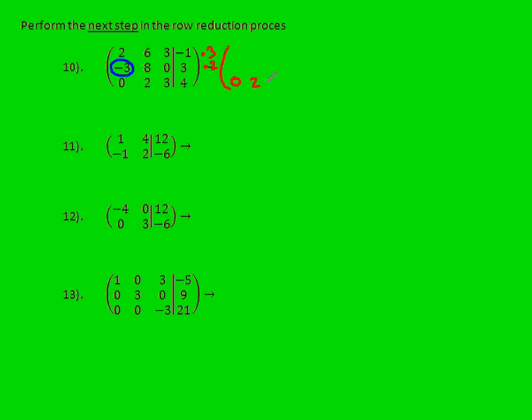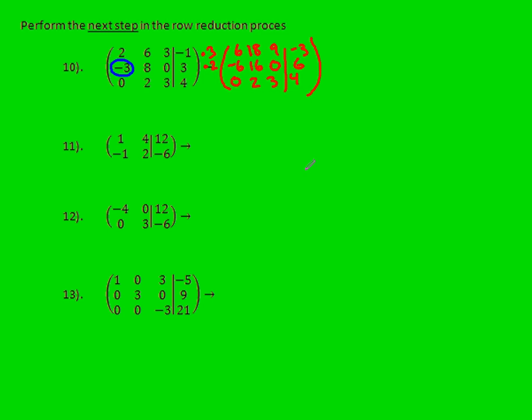So that means the bottom row still is the same. I'm going to make the top row, when I multiply it by 3, be 6, 18, 9, and -3. And the middle row now is going to be -6, 16, 0, and 6. That's all you have to do, just show what that next step would have been.